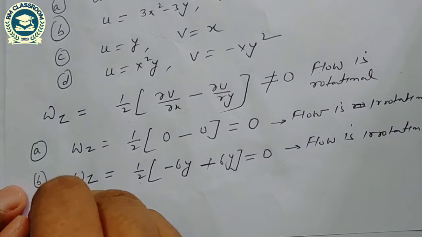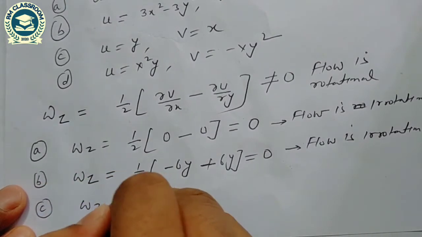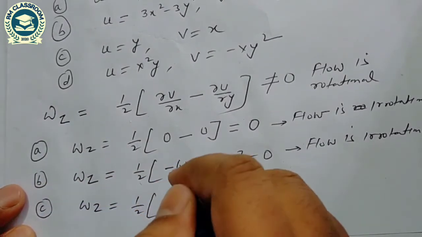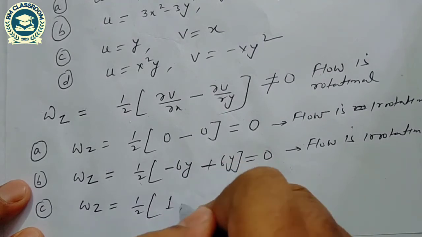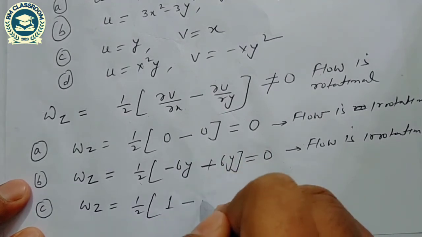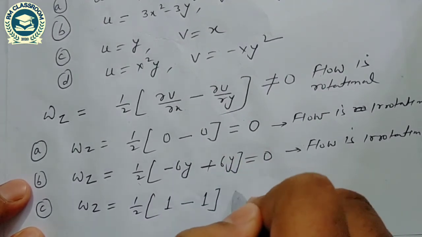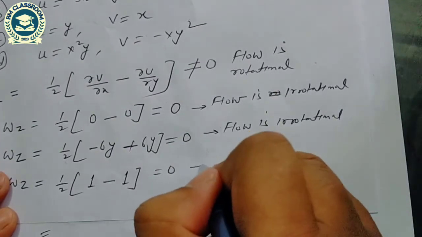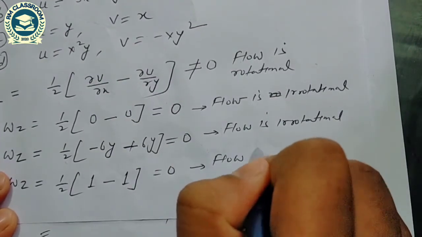In option C, if I check, omega z is equal to 1 by 2 del v by del x minus del u by del y. So 1 minus 1, so once again it is 0. So our flow is irrotational.